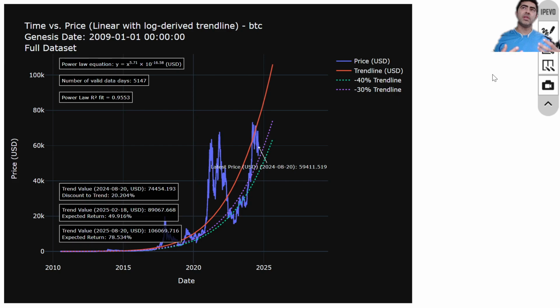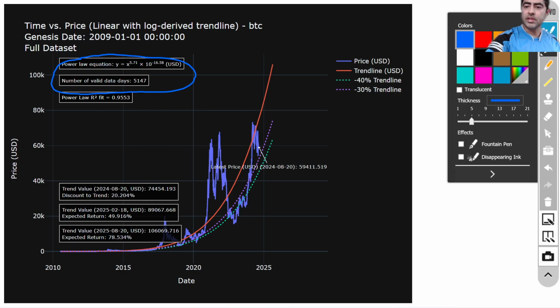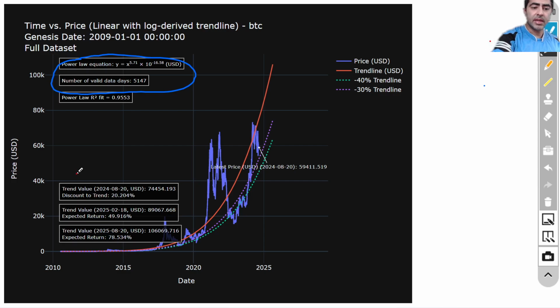So this gives us some strong evidence of what the expected return might be if this trend continues in the future. And so that's what I've calculated over here. You can see, let me jump into a different color, that this is what it's telling us. Right now, the trend value of Bitcoin would be about $74,000. And what we expect in a year's time, based on the current price, the return might be almost 50%.